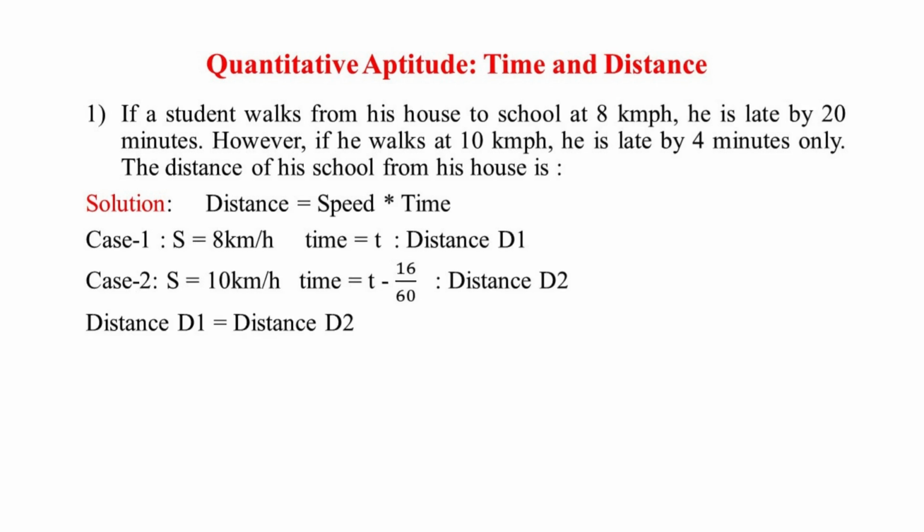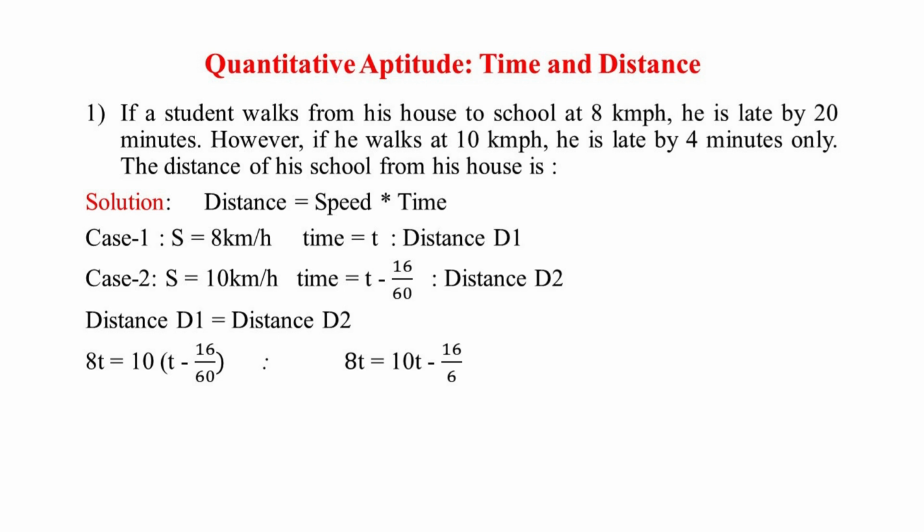Now distances d1 and d2 are equal in both the cases, so we have to equate these two. The first distance is speed into time. In case 1 speed is 8 km per hour and time is t, so that is 8t. It will be equated to 10 into, in case 2 speed is 10 and time is t minus 16 by 60.